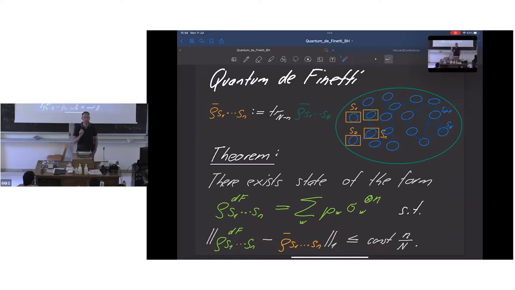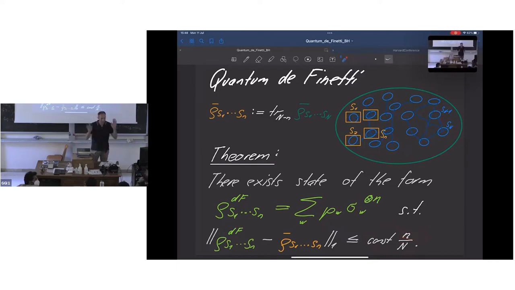In contrast, by the way, to the classical de Finetti theorem, it's true independently of the size of the subsystems. So even if they are infinite dimensional, you still get such a bound. Now you see when n is sufficiently small, sorry.